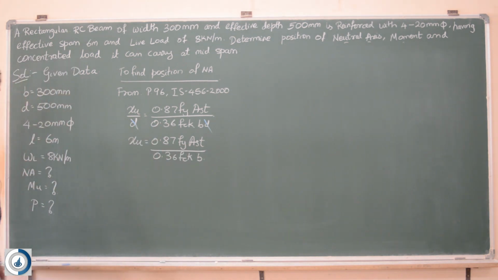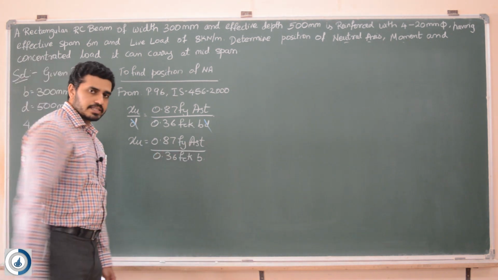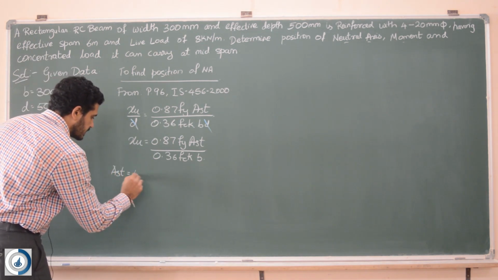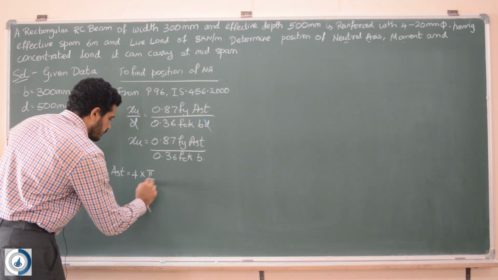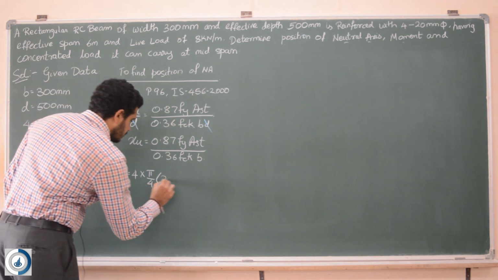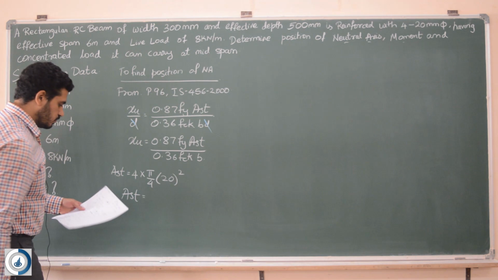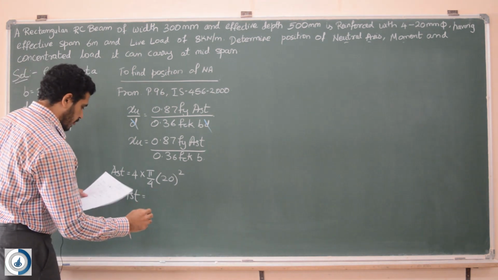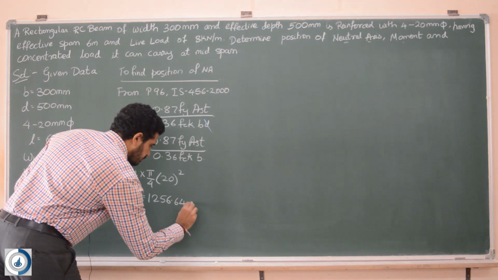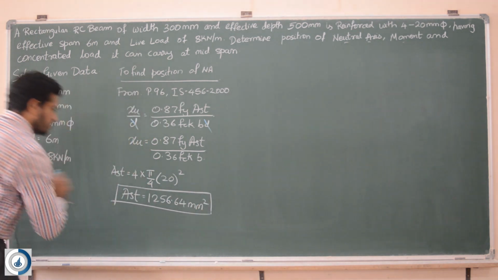The bars and the diameter of bars are given, so first we shall find out AST. AST is equal to, a simple formula, 4 bars, so 4 into pi by 4 into the diameter of the bar, 20 mm, squared. So the AST comes out to be 1256.64 mm square. You have to remember the unit all the time. So this is the AST.